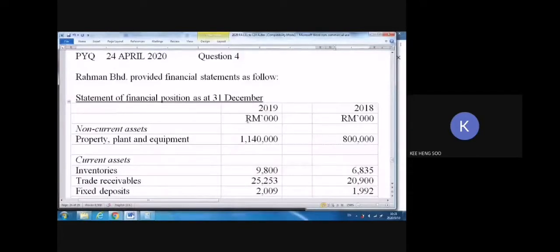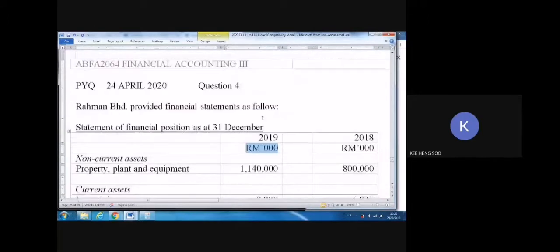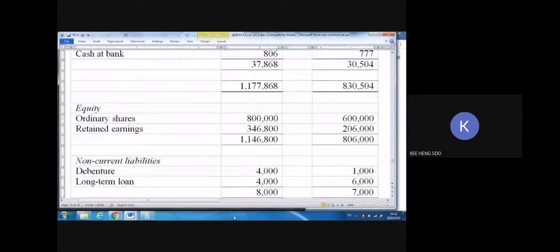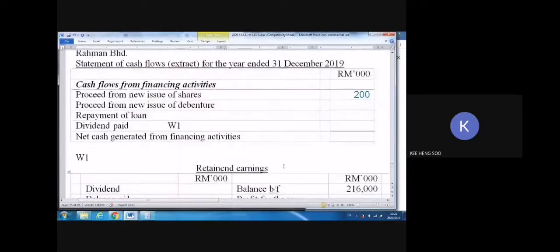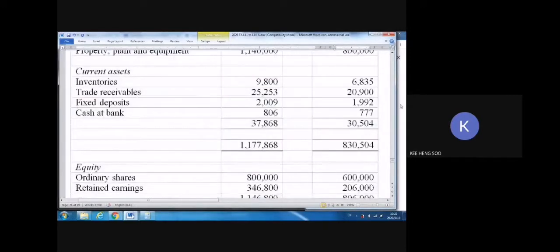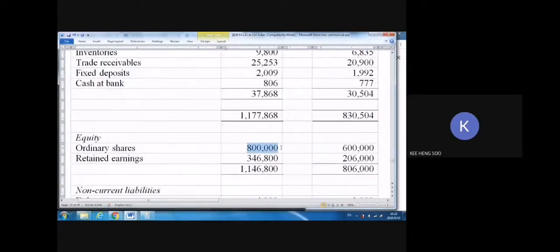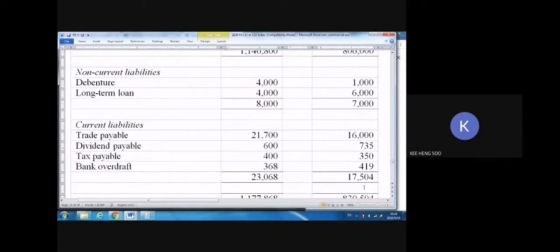Can you see that? Here is RM 1,000. This also RM 1,000. Sorry, this RM 1,000 also. That means now you put 800,000. Sorry, 200,000. Sorry, for this question you put 200,000, because up there is RM 1,000 also. So that means this is 800 million, because up here got RM 1,000. So this is not 800,000 but 800 million. 800 million minus 600 million, so you get 200 million.